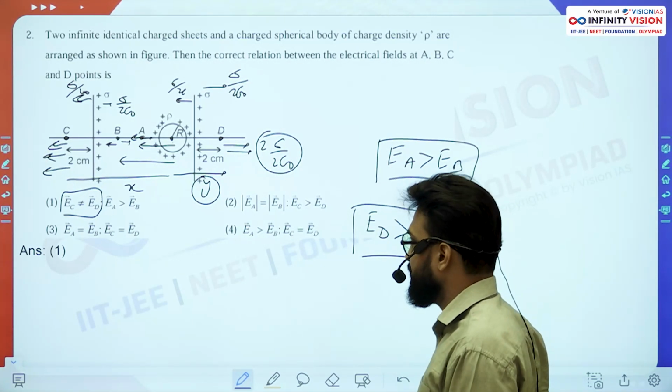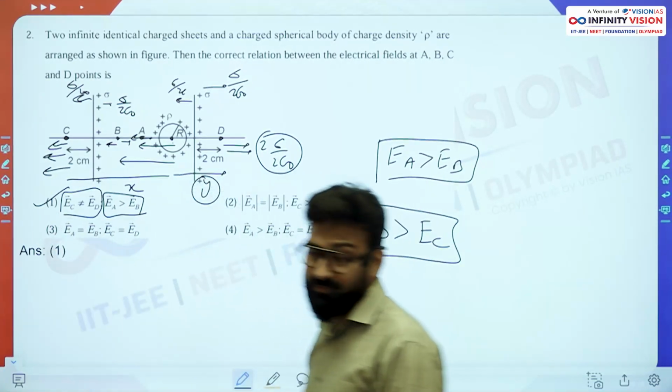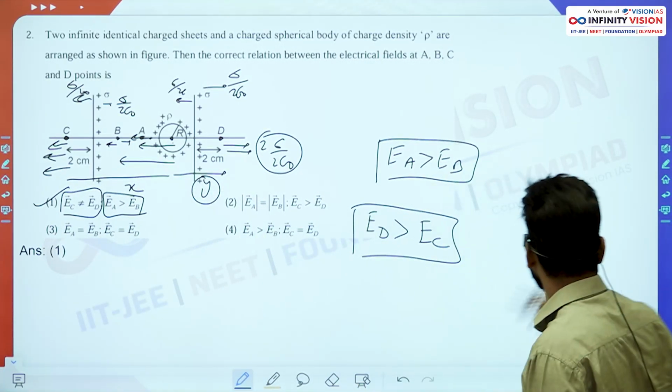So which option is correct? The electric field at A is greater than the electric field at B, and EC is not equal to D. So that means the first option is the correct option that you must get.